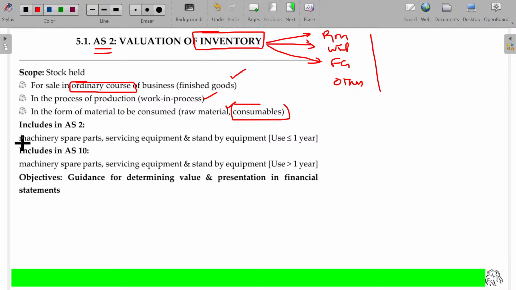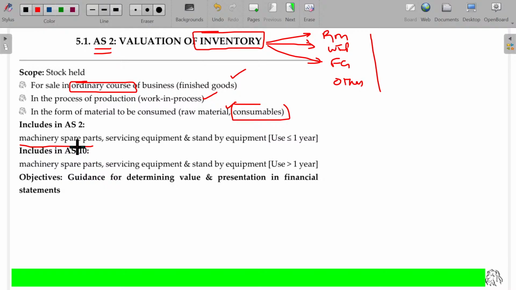And sometimes machinery spare parts also you may have. Now the question is, raw material okay, work in progress okay, finished goods okay, consumable also okay. What about the spare parts of some machines? If the spare parts may be common, can be used for any machines whenever we are in need and the value is very insignificant, then it can be considered as inventory.